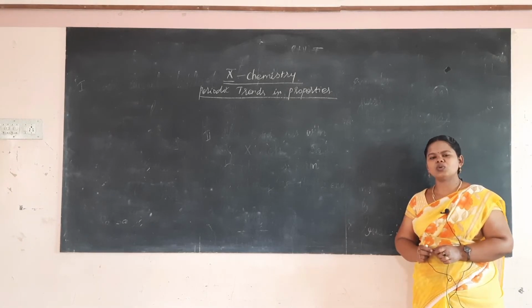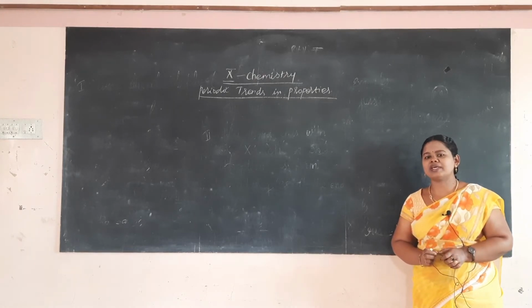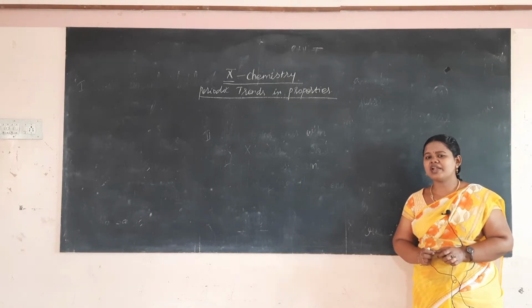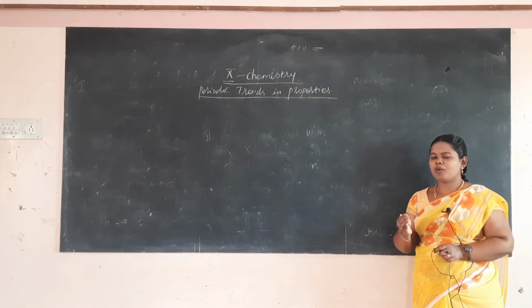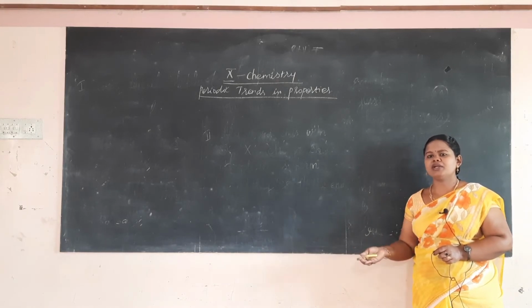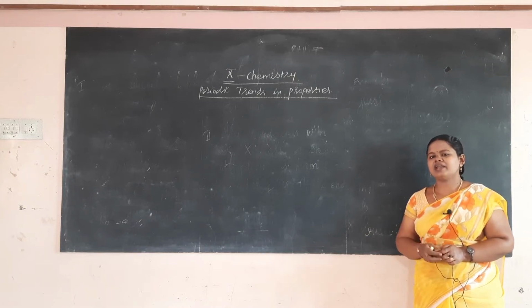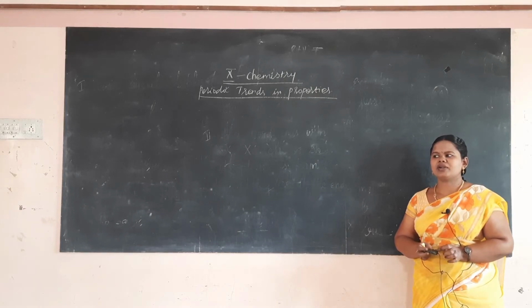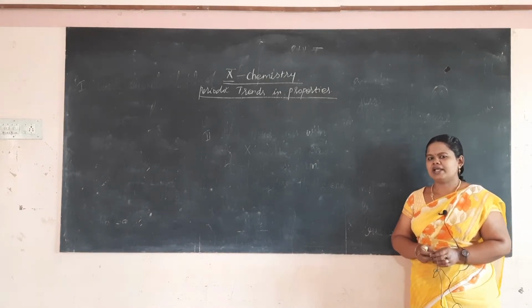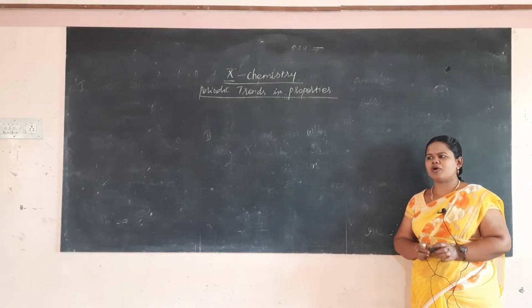Yesterday I asked you to write the electronic configuration of 30 elements. Why? Because the electronic configuration helps us to explain the periodic trends in physical and chemical properties. That is, the arrangement of electrons will decide the physical and chemical properties of different elements. So that is why I asked you to write the electronic configuration of different elements. Today we will see the periodic trends in properties.